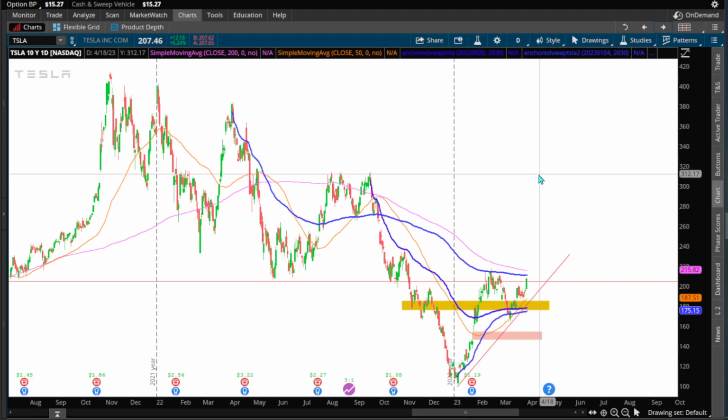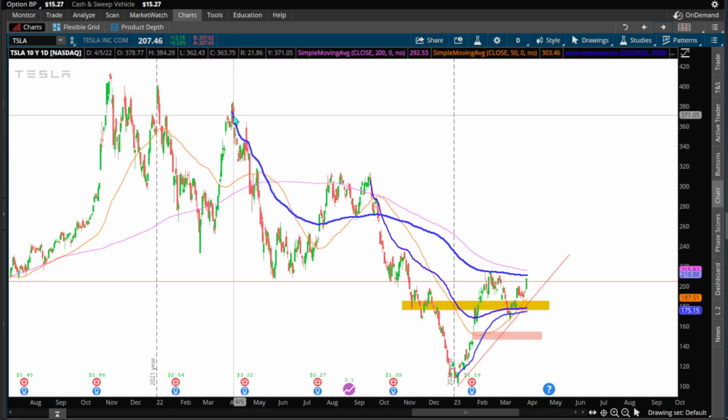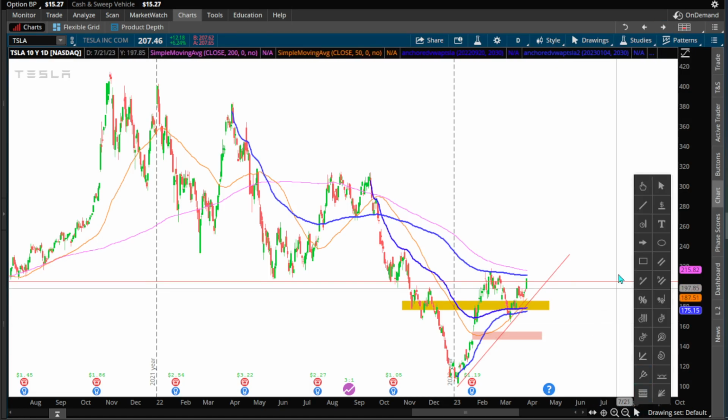Now, moving on. Let's look at Tesla. So I'm going to make this very simple on Tesla. I have these multiple anchored VWAPs. I have this one right here. So as you guys can see, we got this one, and we got this one on the bottom right here. So we broke past this one right here, and we also broke past this one. Now, here is the resistance right here.